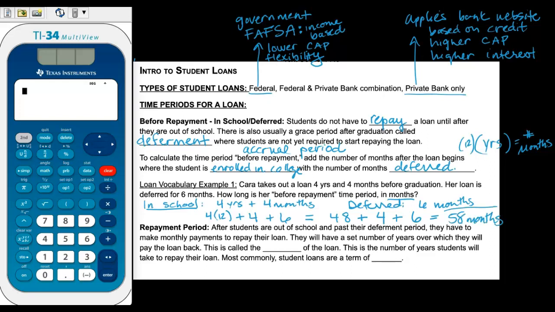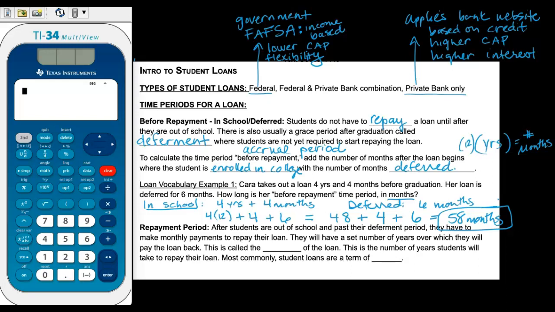And that's an important number because that represents the amount of time that she takes out this loan, and it's accruing interest the entire time, but payments are not being made on it. So this is going to be important. We'll see in future examples where we have to calculate the interest before that repayment time period.